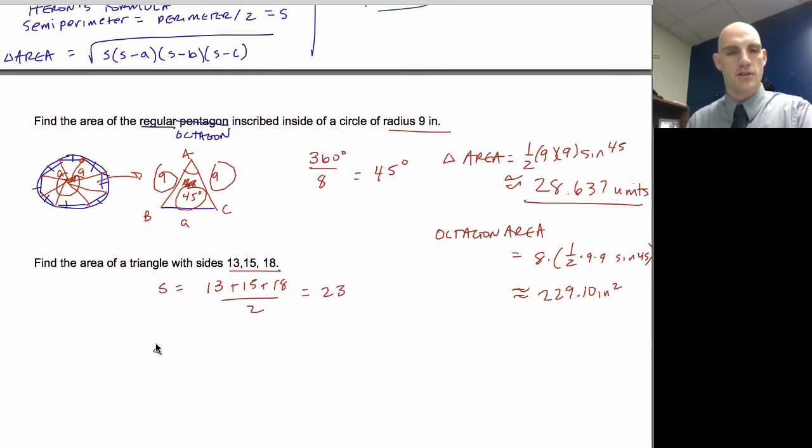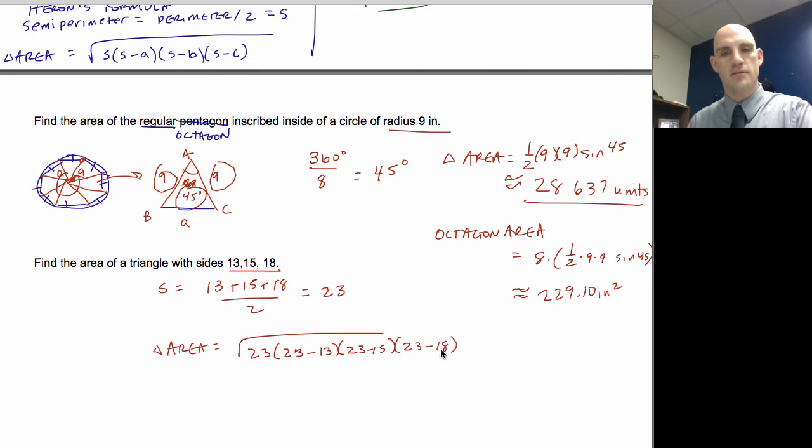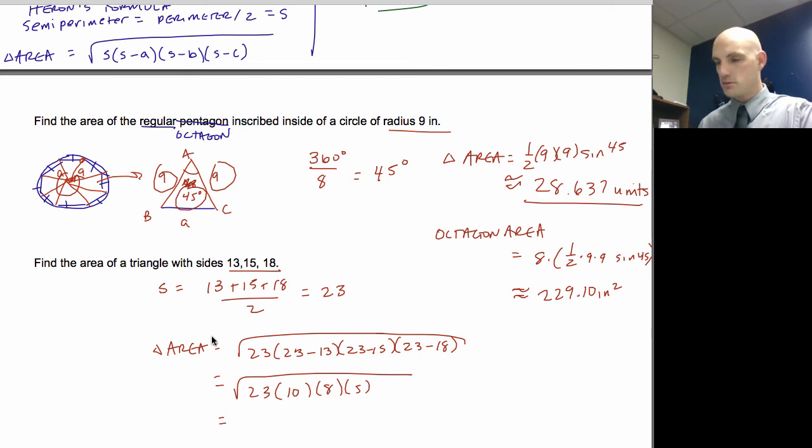And so my triangle area is the square root of 23 times 23 minus 13 times 23 minus 15 times 23 minus 18. So square root of 23 times 10 times 8 times 5 is going to be equal to the square root of 9,200, which is approximately equal to 95.9 units squared.